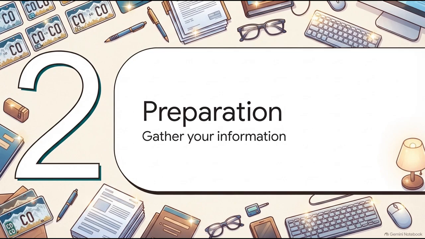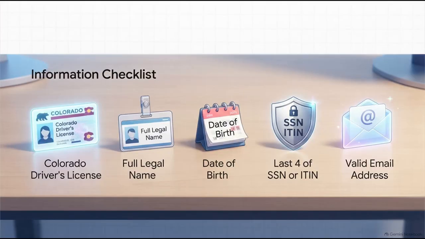Moving on to Section 2, preparation. Before you even touch your keyboard, we need to gather a few very specific things to set you up for success. You're going to absolutely need these specific identification details on hand. So go ahead and grab your physical card right now, because you'll need your exact Colorado driver's license or ID number, your full legal name exactly as it's printed on the card, your date of birth, the last 4 digits of your social security number or ITN, and a valid email address. If you don't have all this ready to go, the system's identity verification firewall is going to block you right at the front door.